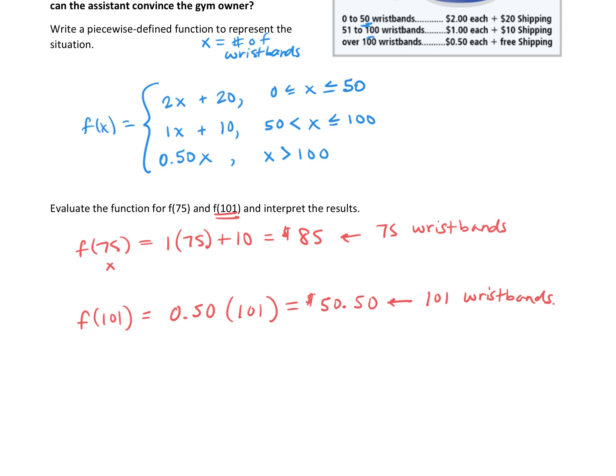So, in summary, we could order just the 75 and pay $85 for it, or order more and have quite a discount, pay $50.50. So, how do we summarize this? The gym owner will spend less if she orders more. But how much more does she need to order? She needs to get into this lower price point, so she does need to order more than 100 wristbands to get that cheaper rate.